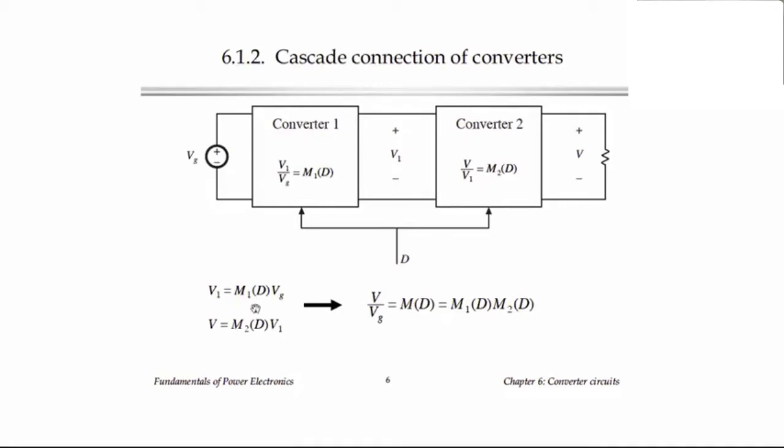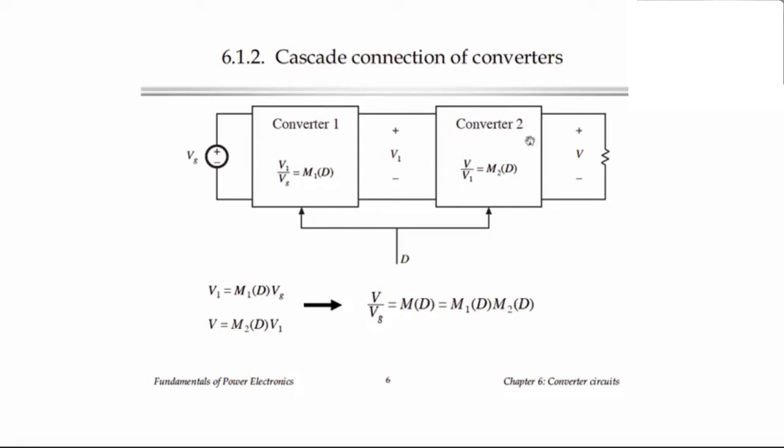Okay, a second thing we can do is we can connect converters and cascade. So take your favorite converter and make, let's call it converter number 1, and if we know its conversion ratio, so the output voltage of converter 1, V1, is equal to this conversion ratio M1 of D times the input voltage VG, and we can take that voltage V1 and use it as the input of a second converter.